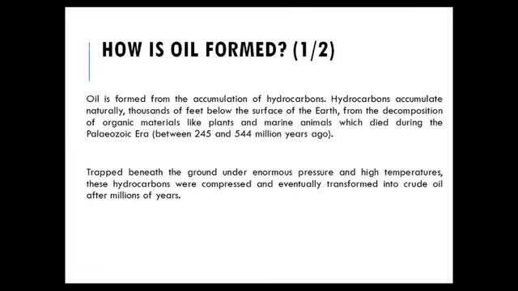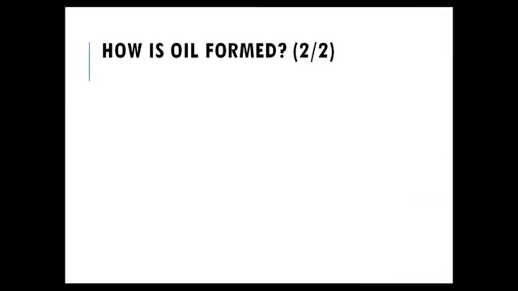Okay. As we have discussed, the hydrocarbons accumulate naturally 1,000 feet below the Earth's surface, from the decomposition of organic materials like plants and marine animals, which died during the Paleozoic era. These were trapped below the Earth's surface with enormous pressure and temperatures, compressed, and eventually transformed into crude oil over millions of years.